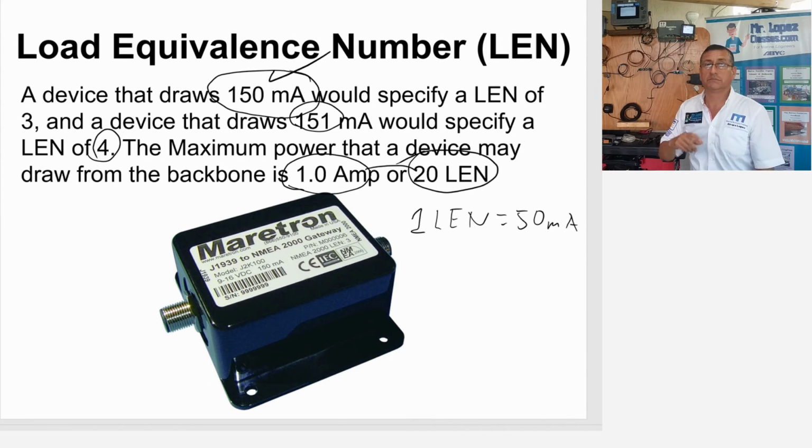The radar, you know, the consumption is more than 5 amps. That unit should be connected directly to the panel. The data goes to the backbone, but the power goes on the panel. Be careful with that.